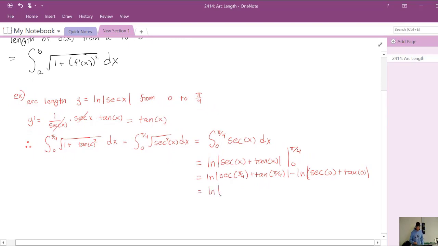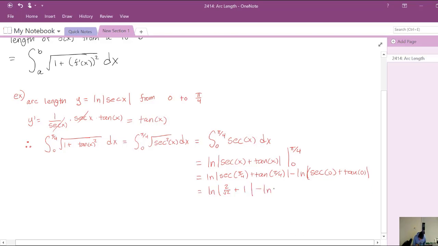So what's secant of pi over 4? If you're ever not sure, it's just the reciprocal of cosine pi over 4. Cosine is normally root 2 over 2, so you just flip it: 2 over root 2. What's tangent of pi over 4? 1.